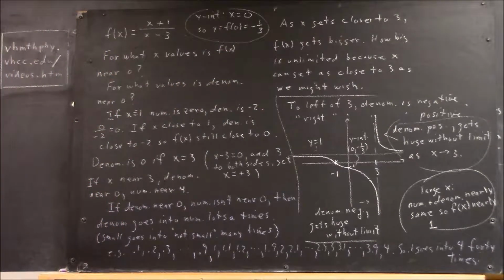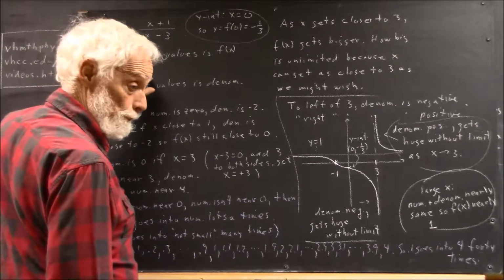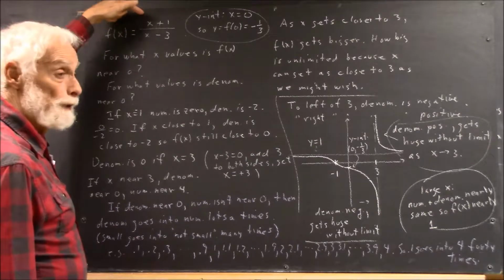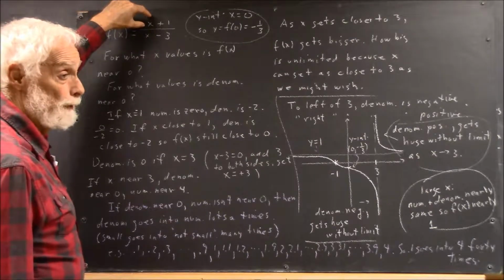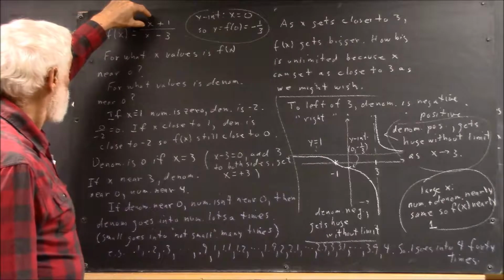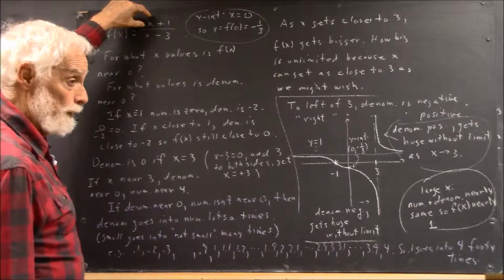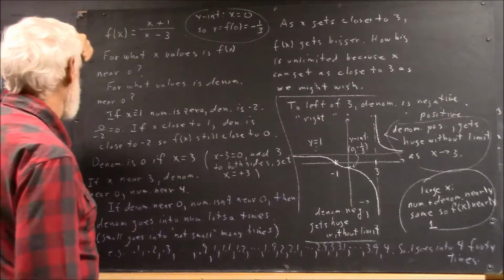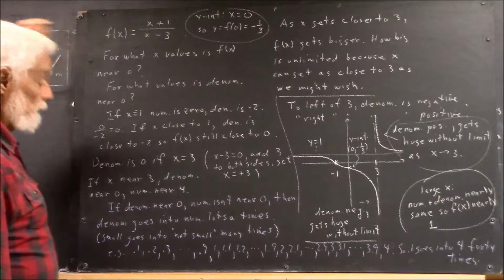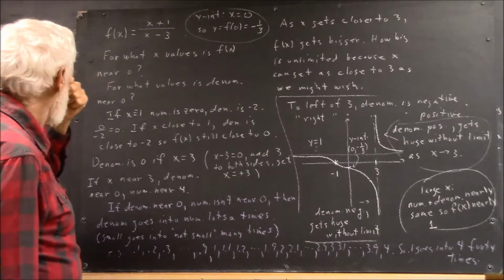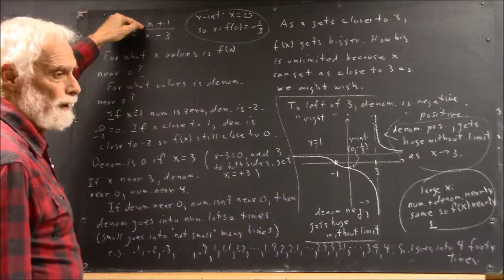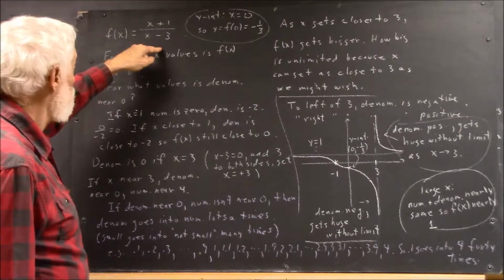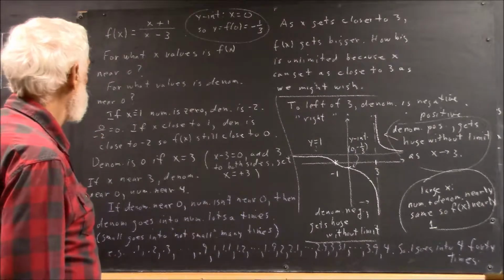Now, for what x values is f of x near 0? The only way f of x could be 0 would be for x to equal negative 1. The numerator would have to equal 0 in order to get 0. No choice. The only thing that you can divide by another number and get 0 is 0. And if x is close to negative 1, then you expect x plus 1 to stay fairly close to 0.